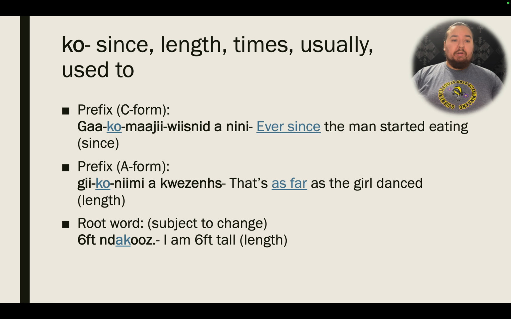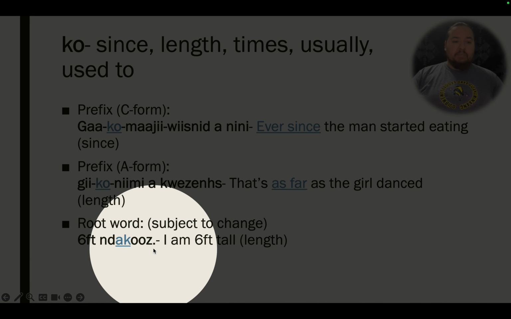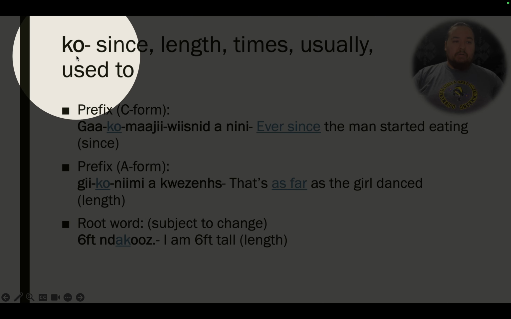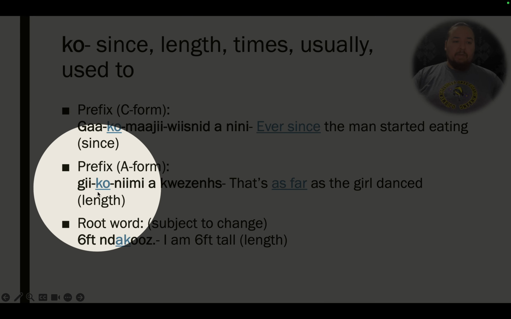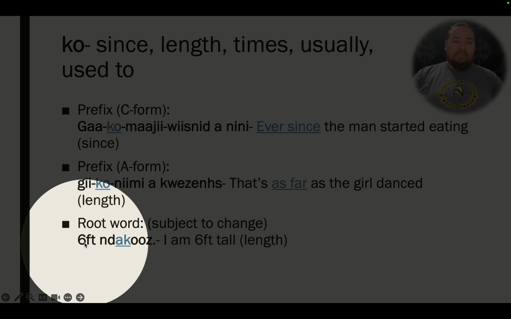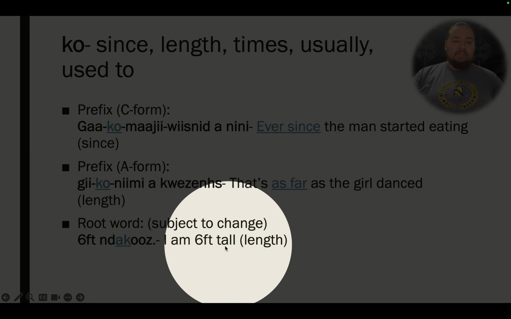Next we have it in root word here. This is subject to change based on how the speakers correct me on this one. I just included this in because it's in other dialects, but I haven't encountered it in Nipissing dialects so far. So in root word, we have 6 foot ndakos. So we have that uk for ako. Remember there was an A sound before, and it's still there. And so when you're talking about the exact length, so 6 feet in dakos, I am 6 feet tall.